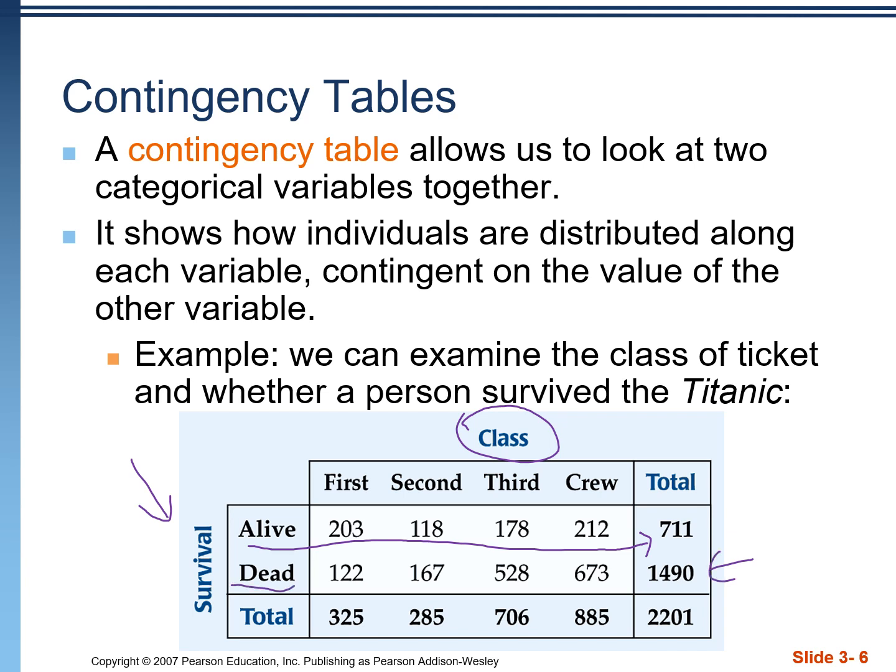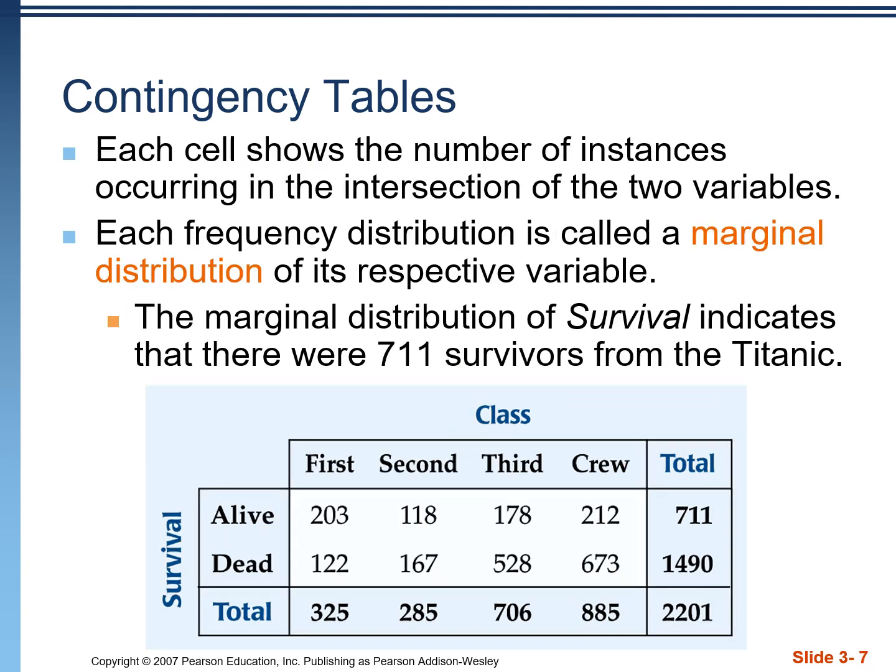We can also see totals for each class. For example, there were 885 crew members, and we can find specific instances such as 118 second class passengers that survived.